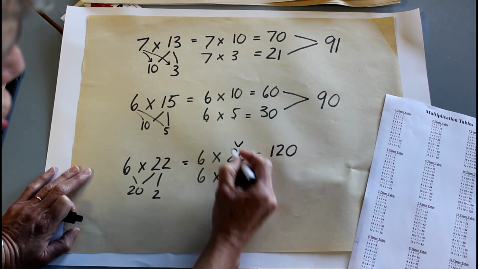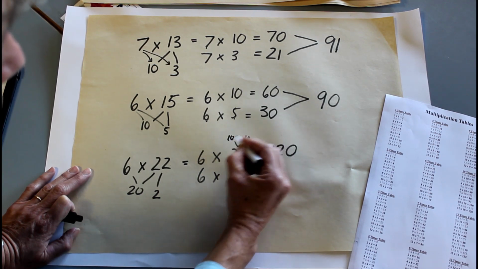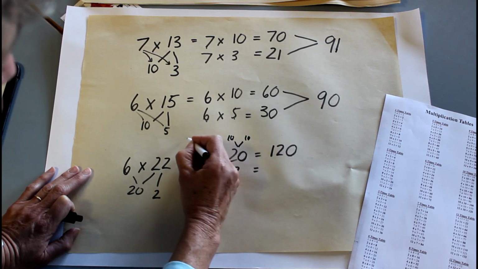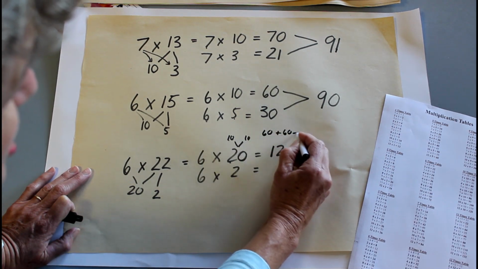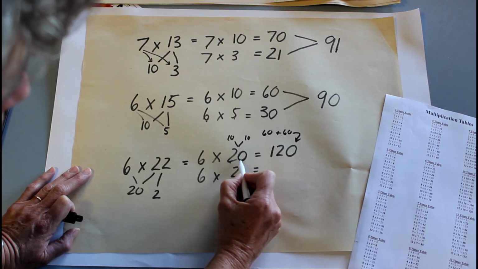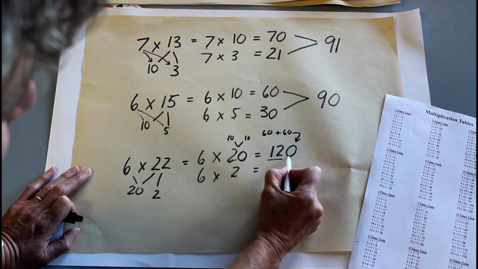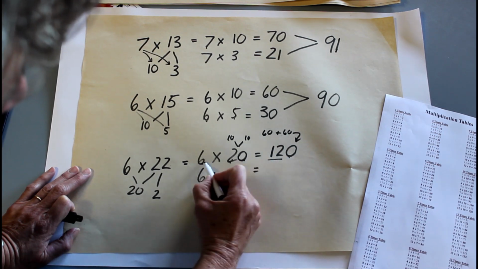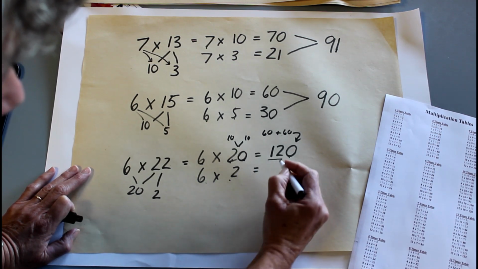If I was not so sure, I could break this into 2 10s, and I could go 6 10s are 60, plus 6 10s are 60, which equals 120. So I could have broken it up further if I wanted to. But because I know that 6 2s are 12, and I add my 0 again, I know 6 20s are 120. 6 2s, we just spoke about it then, are 12.